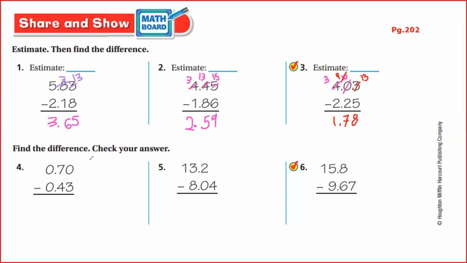Okay, number 4. Here, what do you have to do? Here, I'm going to make this 0, 10, and we're going to make the 7, 6. 6, thank you. Then 10 minus 3 equals 7. And 6 minus 4 equals 2. And then 0.27. Bravo, thank you. Thank you, Jilan.